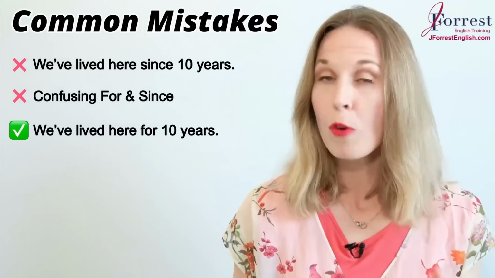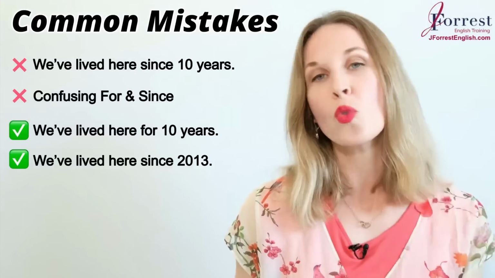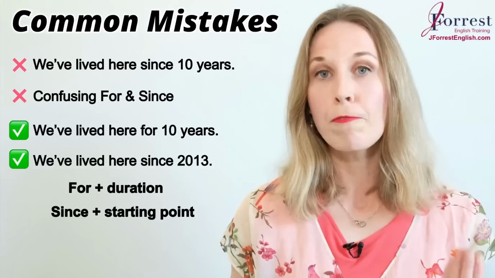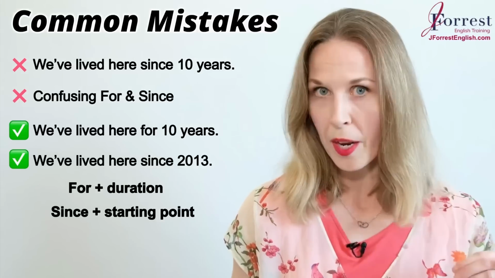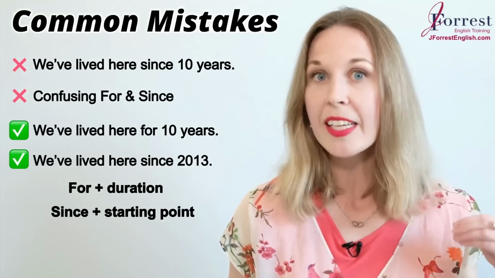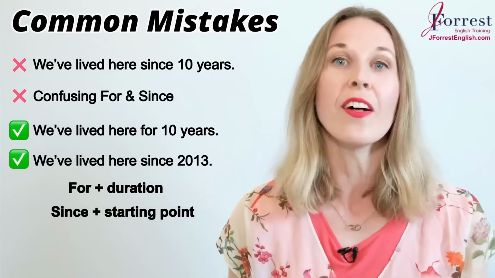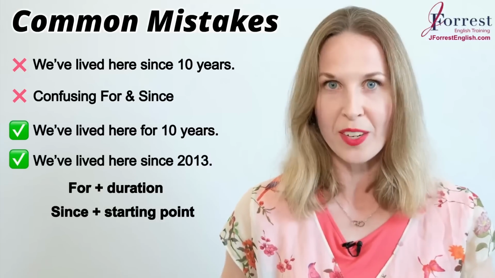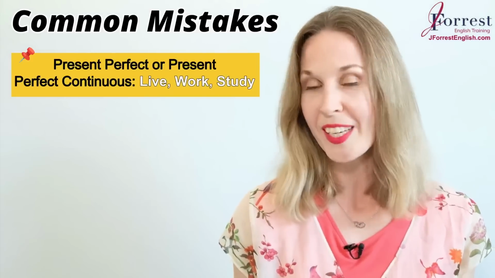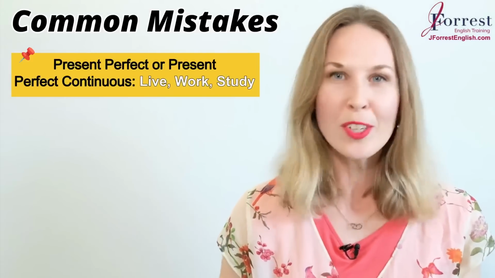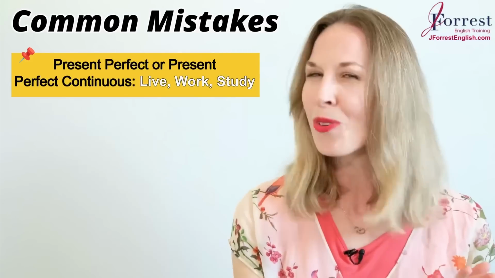We've lived here for 10 years. We've lived here since 2013. You need for plus a duration and since plus a starting point. 2013 is the starting point for that action, which continues until now because it's in the present perfect. Because remember, you can use the present perfect or the present perfect continuous with which three verbs? Live, work, and study. You got it.